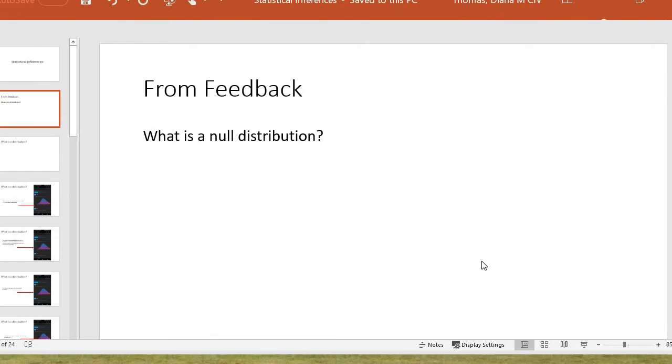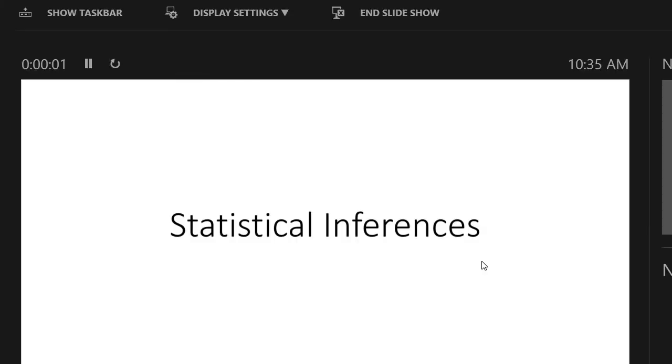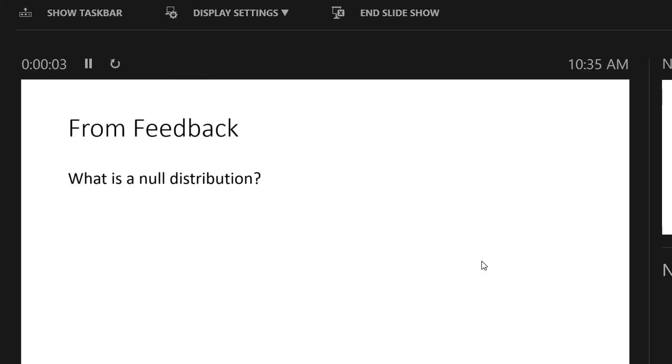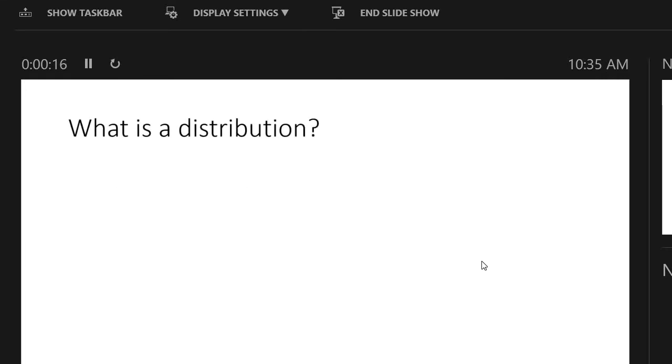Okay, from your feedback, a few of you said you were confused by the null distribution and what that is. So I want to show you some data. I feel like sometimes when we look at something that we don't think is relevant, it's harder to understand why somebody's doing something. So the first thing is, what is a distribution?